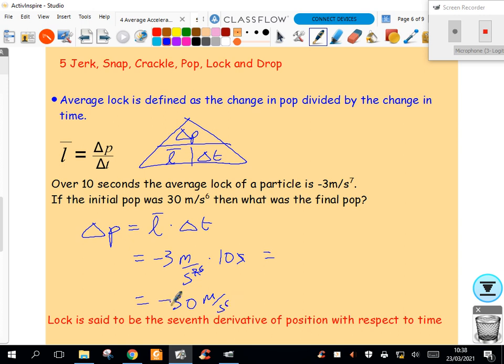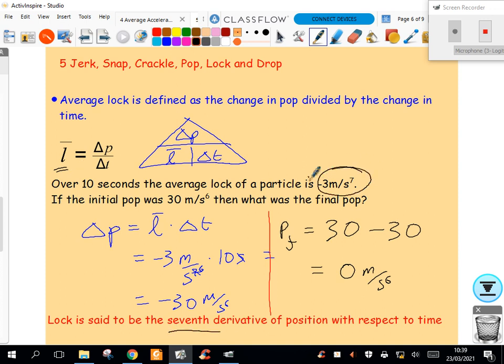Notice negative, that's a decrease of 30 meters per second to the power of 6. So what happens over this 10 seconds is the pop decreases by 30 meters per second to the power of 6. So my final pop, P final, well, my initial pop was positive 30, and then it's decreased by 30. And so my final pop is 0 meters per second to the power of 6. Okay, so lock, this thing here, lock is said to be the 7th derivative, and lock gets these units, meters per second to the power of 7.